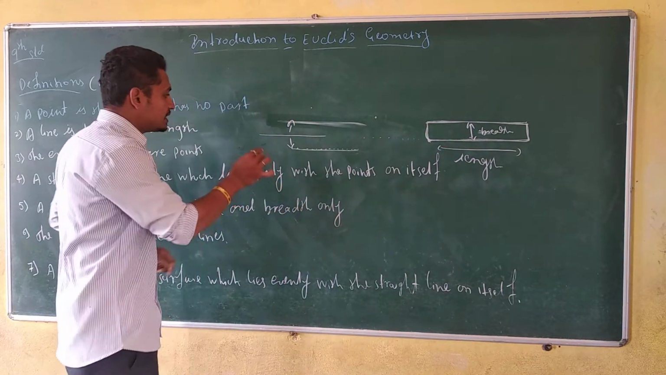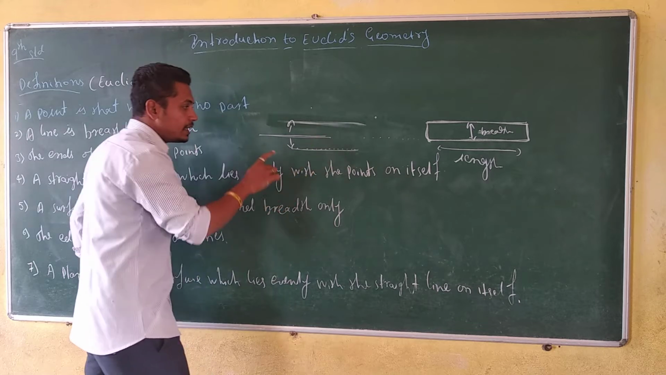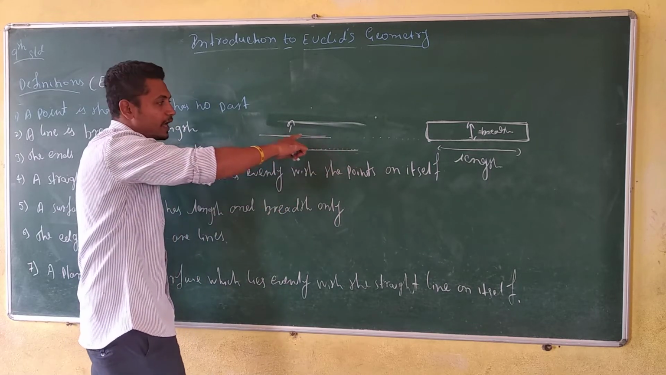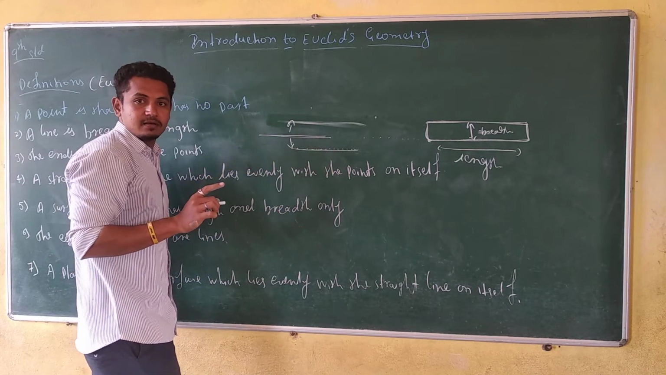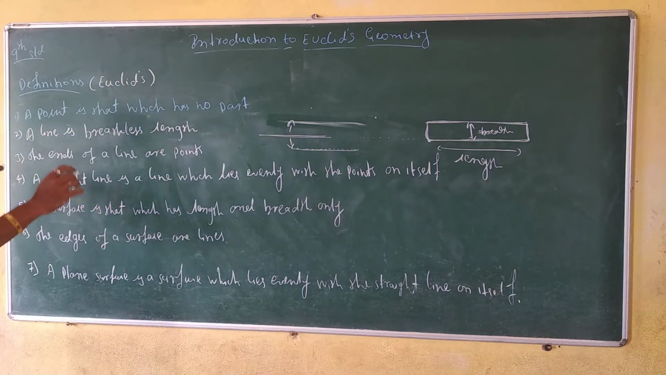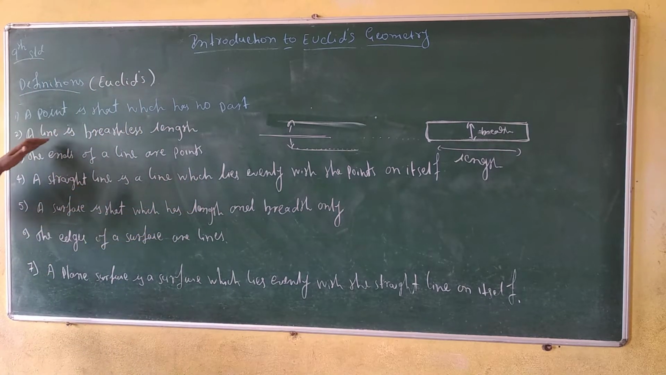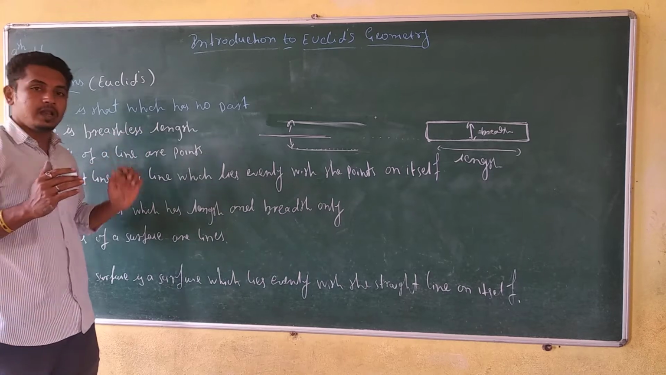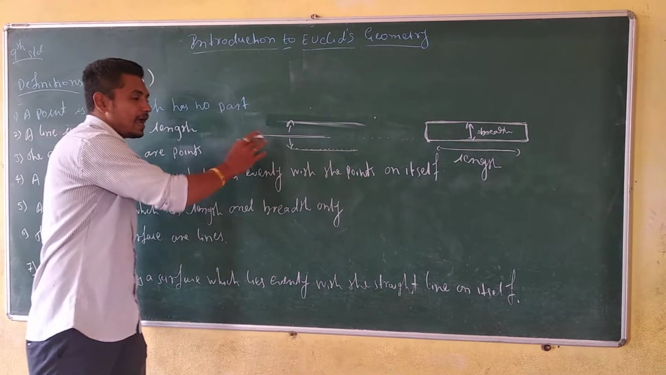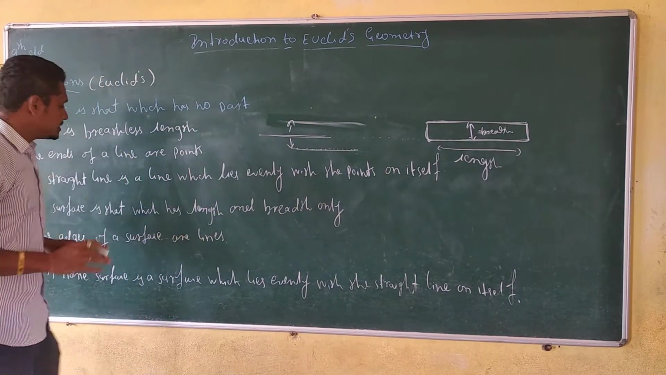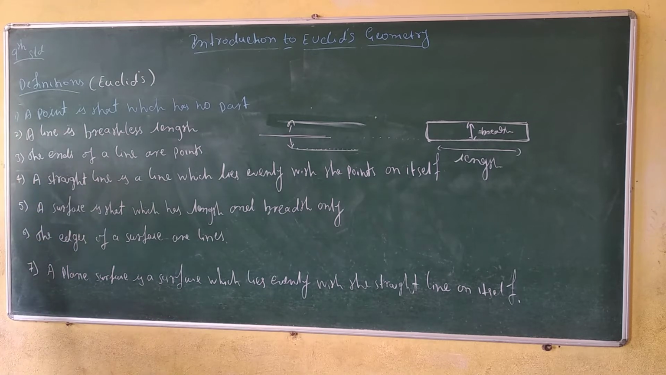But in the case of a single line, it has only length, not any breadth. Is it right? So that's why Euclid says a line is breadthless length. The line has no breadth. Is it clear?